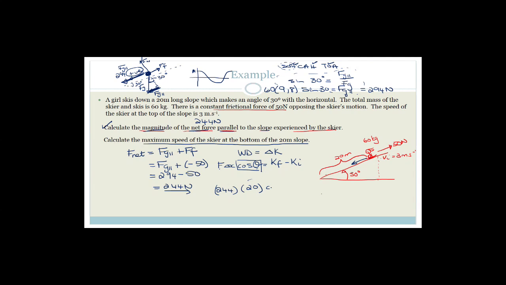So we've actually got cos of 0, which equals the final kinetic energy, which we don't know, minus the initial kinetic energy, which we can work out because we know the initial velocity was 3. So it's going to be a half times 60 times 3 squared. Okay, so cos of theta is 1, so it goes away. So we've got 244 times 20 plus a half times 60 times 9 is equal to KF, the final kinetic energy. So let's pop it in our calculator.